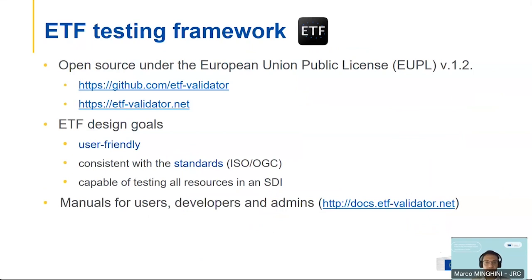Back to the software. I said open source. It's open source under the European Union Public License, version 1.2. This is basically the license used for software developed by the EU institutions. All the code, but not only the code, also, let's say, repositories for community interactions, are available on GitHub. So there is an organization, github.com/etf-validator. This is the organization where you will find all the repositories. And there's a website, etf-validator.net.